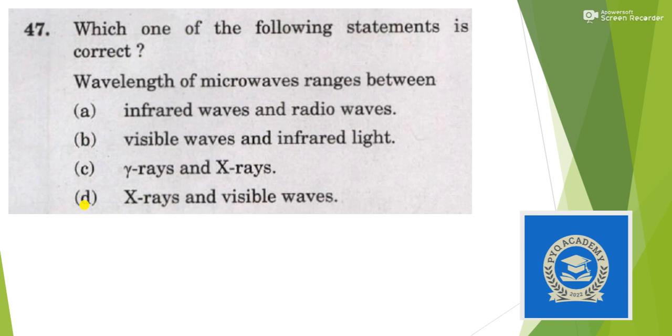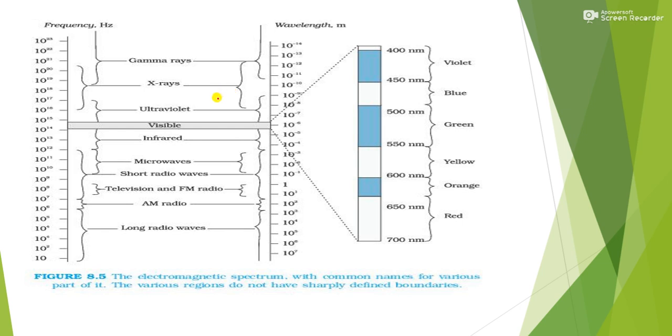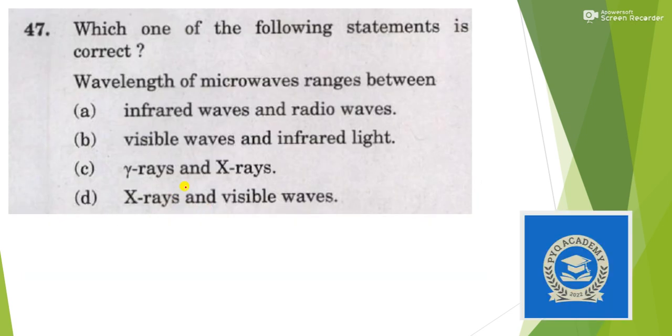Next, which one of the following statements is correct? So it is again a very simple question, provided you had gone through the image of this electromagnetic wave spectrum. Let me help you. You can see here the microwave is present between infrared and radio waves. So the answer here should be between infrared waves and radio waves. Option A is the answer. The rest you can leave.